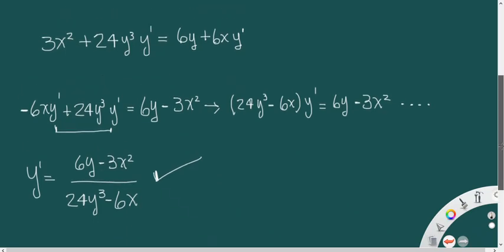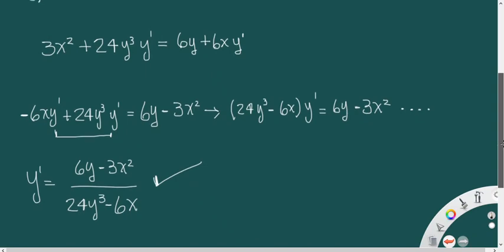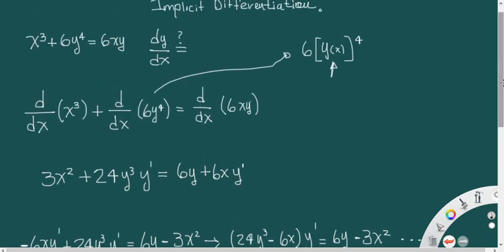Okay. If we switch to Spanish, este es un ejemplo de derivación implícita.